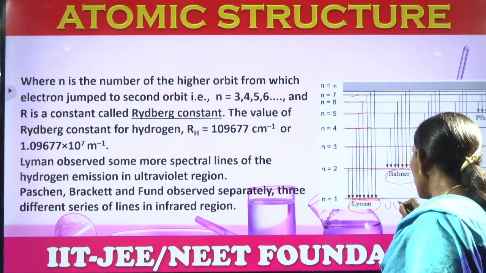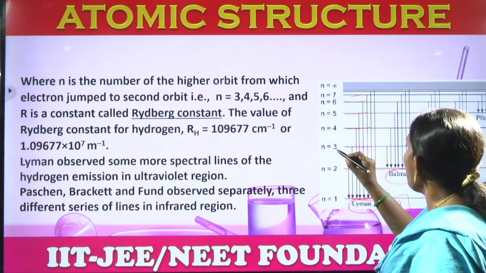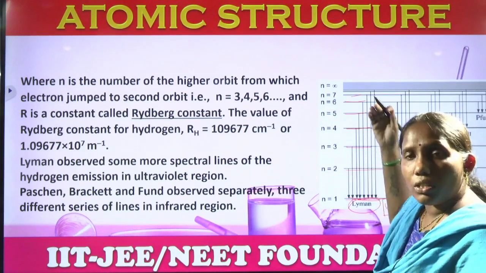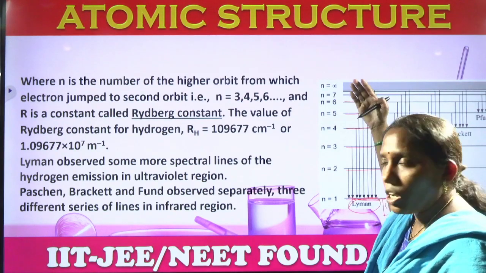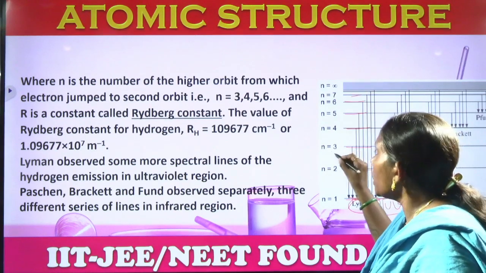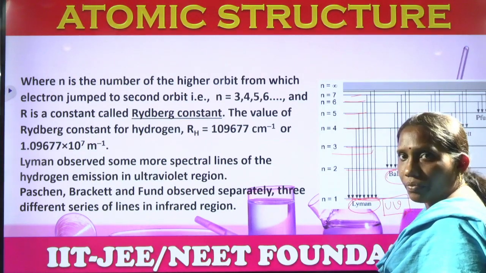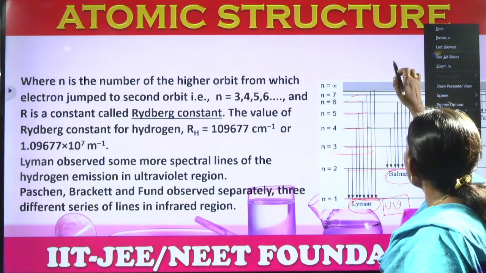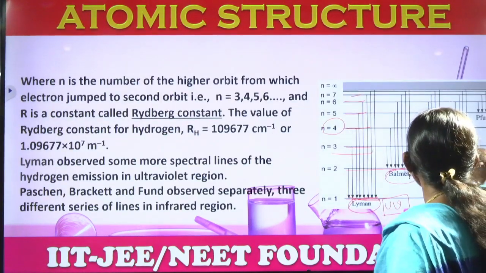Okay, this region we are unable to see with our naked eye. When n equal to 3, it means electrons are jumping from higher orbits, meaning 4, 5, 6, 7, falling from higher orbits to the third orbit. Then that series is called Paschen. When electrons are jumping from higher orbits to the fourth orbit, that is said to be Brackett.